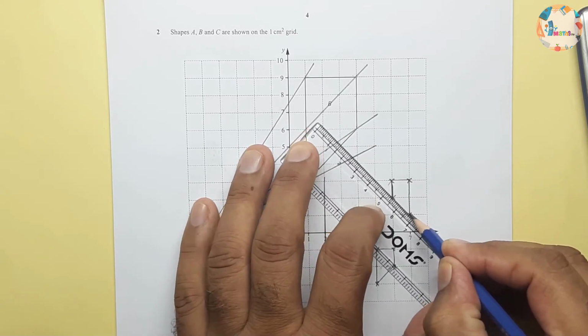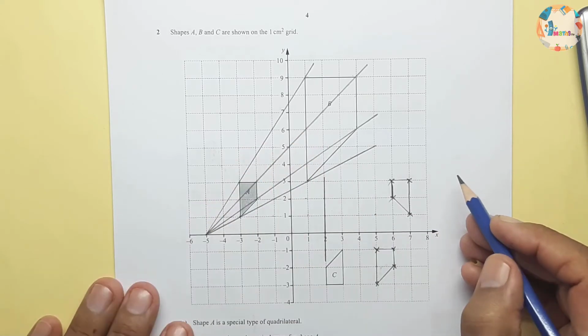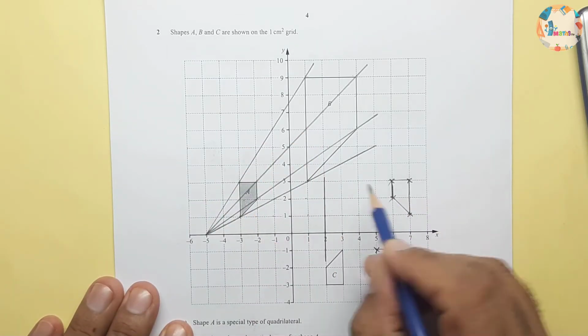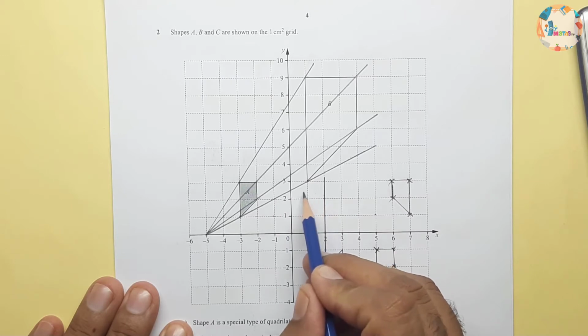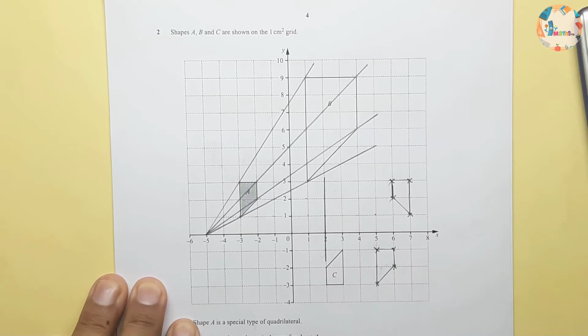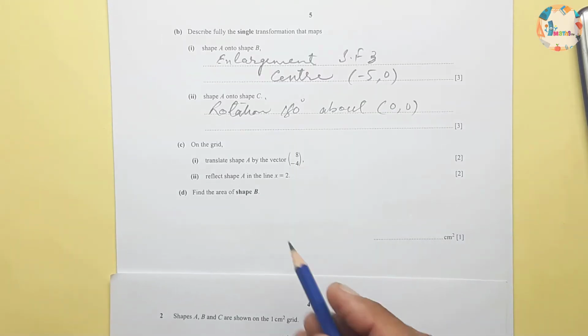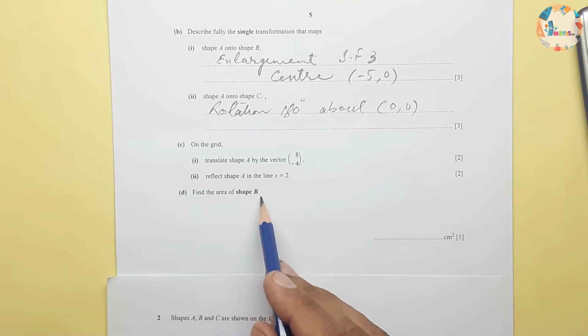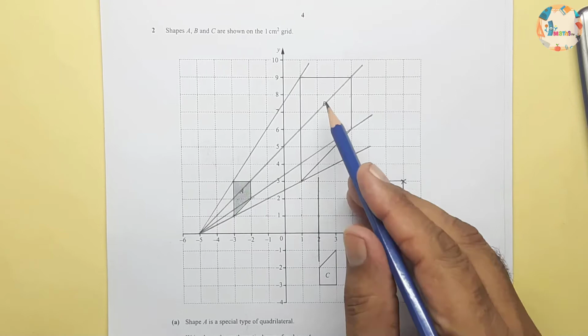So this one is reflection of this A is this one. If we check from here 1, 2, 3, 4 units, from here 1, 2, 3, 4 units, right? So this is what we have done, this reflection as well. Now this is done. Find the area of shape B. So area of shape B is this one.